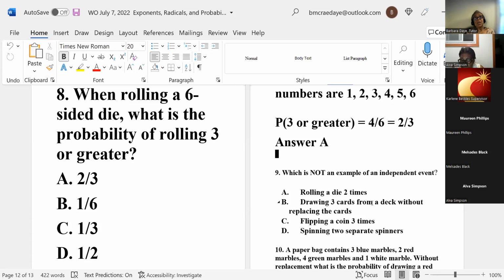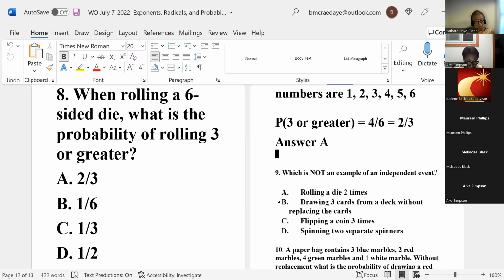Let's put it this way. Your probability of getting something is different once your total changes, because remember, probability is the possibilities over the total outcomes. So once you take something out and you don't replace it, your outcome is different. It's smaller. So that makes it dependent.